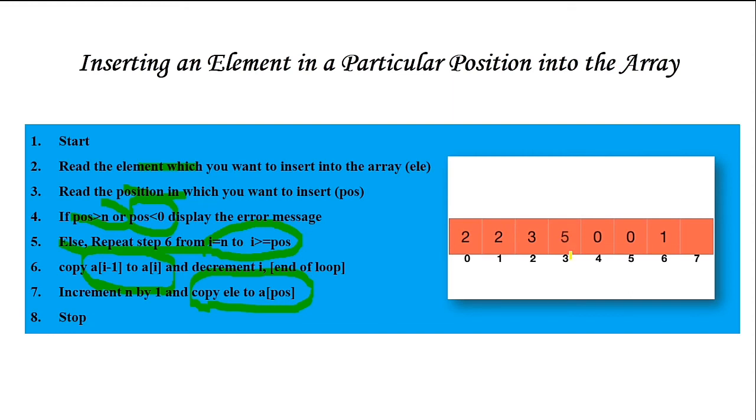See, if you want to insert the element at the third position, what you need to do? You need to shift the elements. So whatever was in the fifth position is shifted to the sixth position, the fourth position's element is shifted to the fifth position, the third position's element is shifted to the fourth position, and to the third position you insert 5. So this is how exactly the insertion operation takes place.